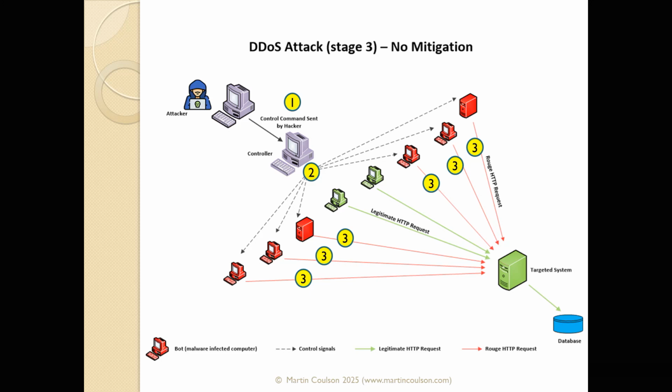Stages 4 and 5 of the attack is where the targeted system becomes overloaded with the amount of traffic it is receiving, and if the DDoS attack achieves its aims, then the system and the database will crash, and as a consequence, the service provided by the system becomes unavailable and denied to users.